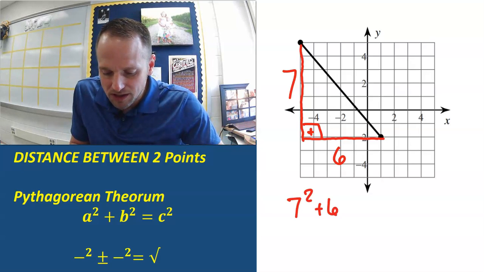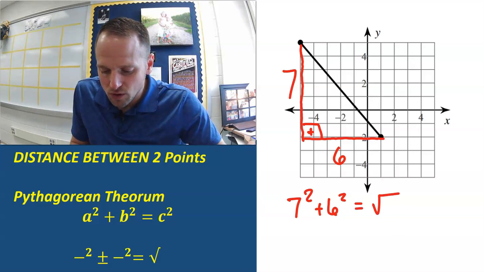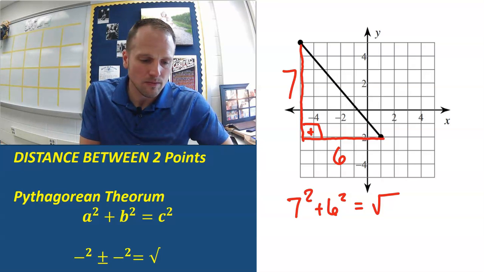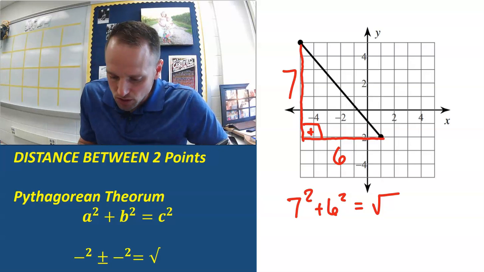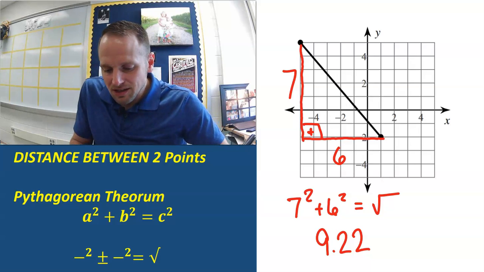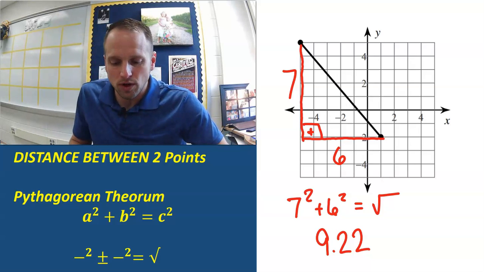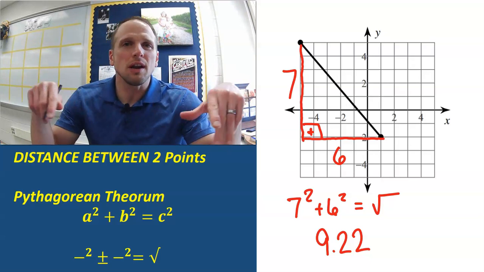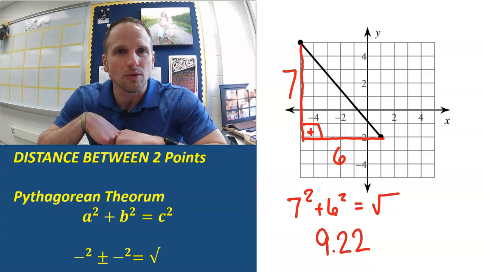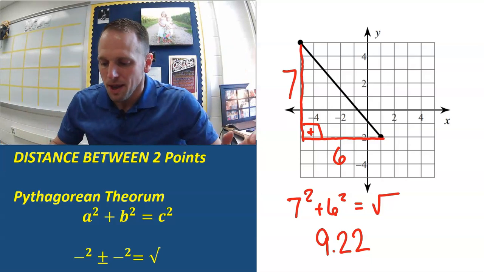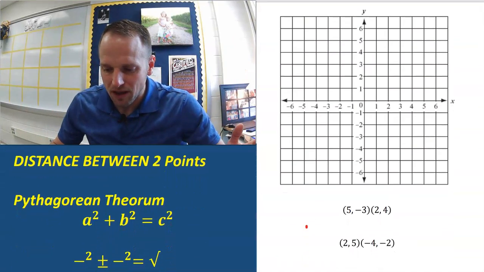7 squared plus 6 squared equals, square rooted. And let's see what that's going to be. It's going to be 9.22. So the distance of that line is actually 9.22. So all we have to do is see our 2 points on there and imagine a right triangle going into it, and then count the sides of the triangle and use the Pythagorean theorem. No sweat, pretty easy.